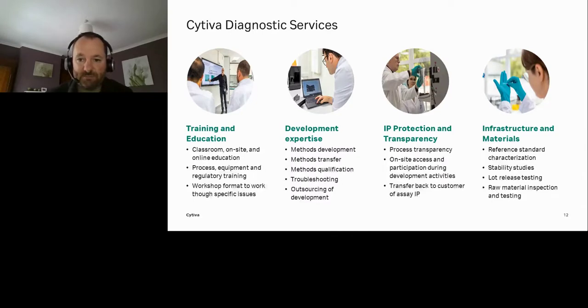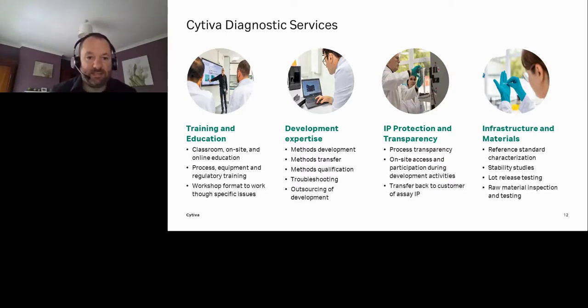Materials and infrastructure. So, you've seen a few images throughout the presentation where we have this working lab, but we can use our equipment and our processes, our staff to do everything from stability trials, lot release testing, complaint management. So if you've got some complaints and you can't work through what's going wrong in the test, we can help with that, or even raw material inspection and developing incoming and outgoing QC tests.